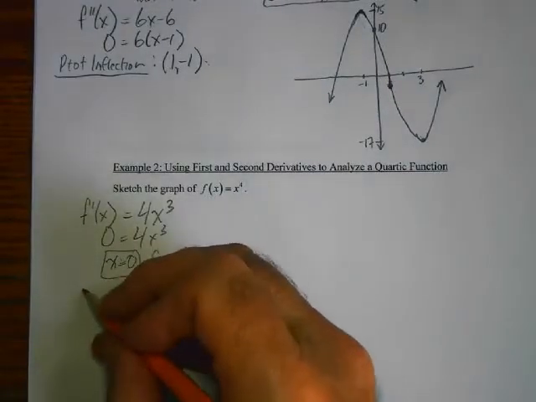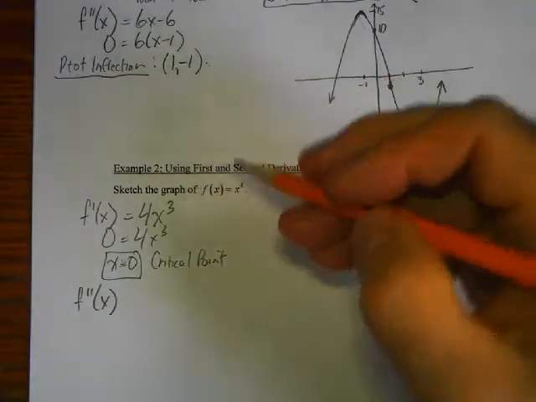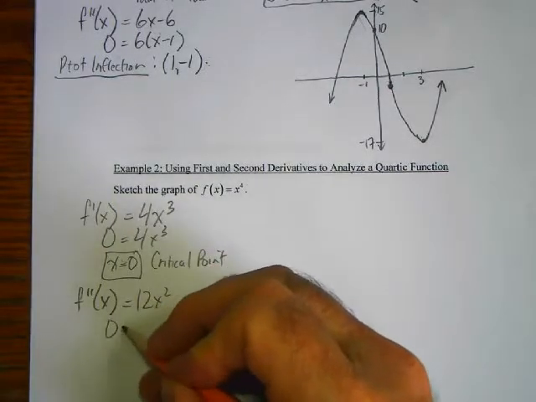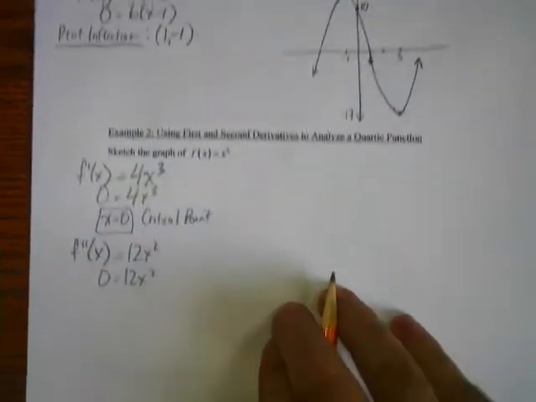Now if I do the second derivative, I take the derivative of 4x cubed, and that becomes 12x squared. If I set that equal to 0, I get the same answer. I get x equals 0 for that too.